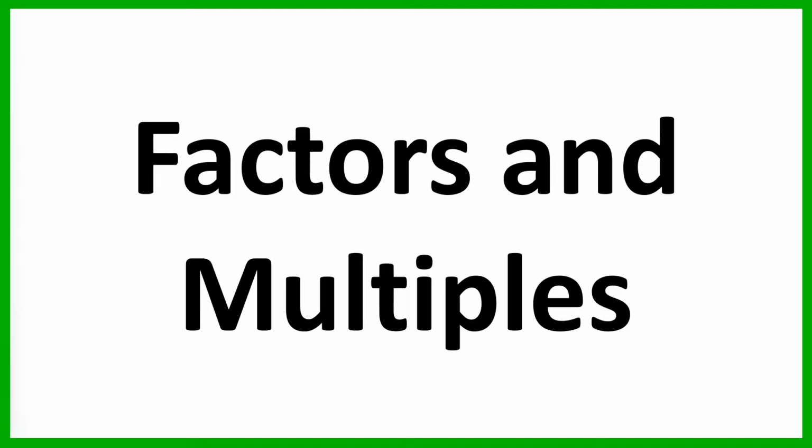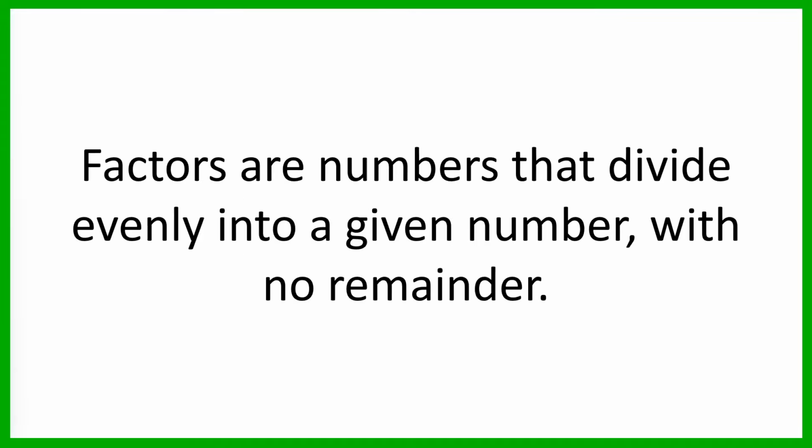Now let's have a look at factors and multiples. You've already learned about factors. Factors are numbers that divide evenly into a given number with no remainder. So for example, if you have the number 6, the factors of 6 would be 1 and 6 and 2 and 3. Those are our factor pairs for the number 6. They divide evenly into the number 6 without any remainders.